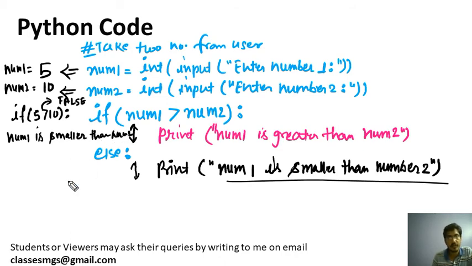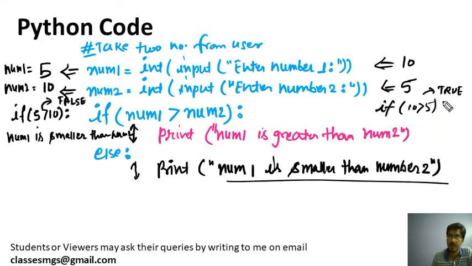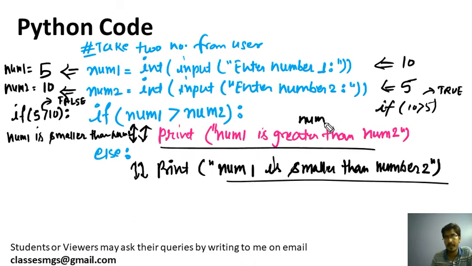Now let's suppose the user has given input 10 for number 1 and 5 for number 2. Then what will the condition check be? If 10 is greater than 5, then this condition is true. This time the condition is true. So whatever is written in pink color will execute, and whatever is written in the else part in black color will not execute. So this will be the output: number 1 is greater than number 2, like this. Okay, so we will see this in the editor.